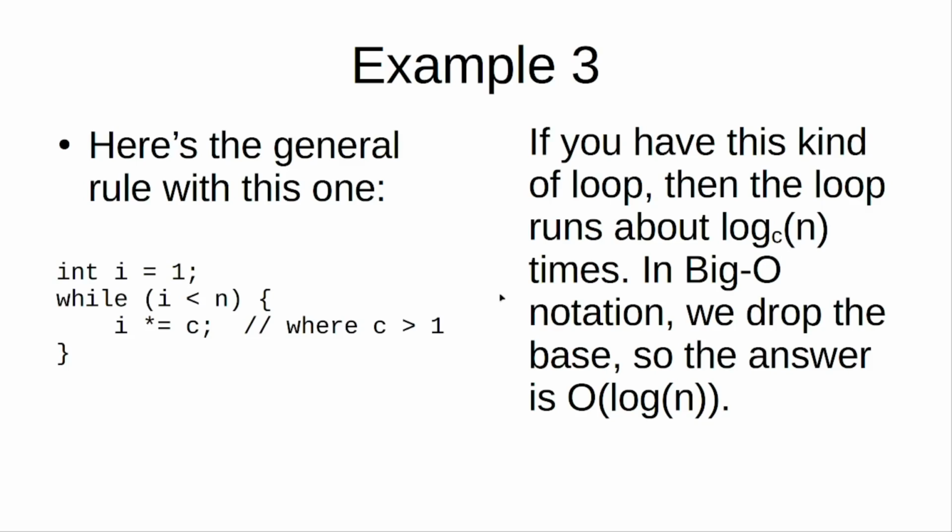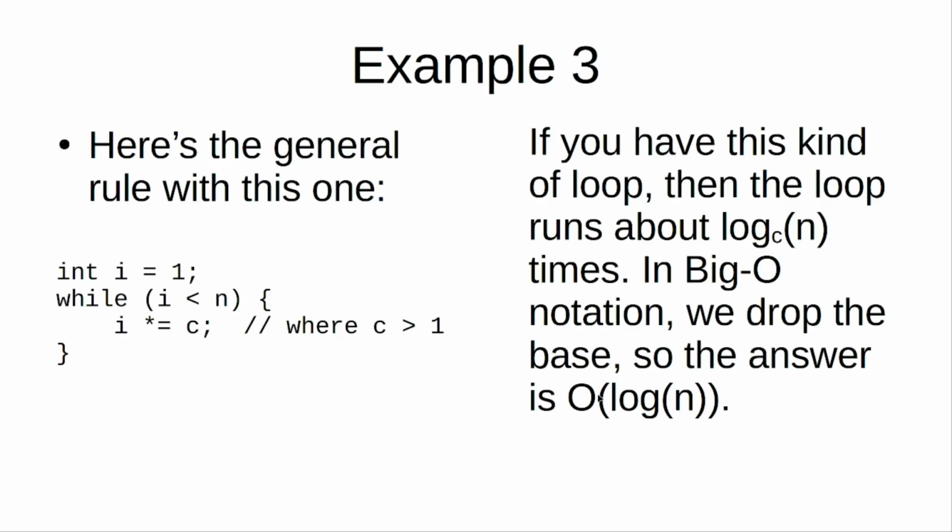And there's a general rule when we talk about this type of behavior. If you have this kind of loop, then the loop runs about log c of n times. And in big O, we drop the base. So the base is this part right here, log c, this little part here. In the previous example, it was 2, log 2 of n, and we dropped it in that example. But in the general rule, you drop the base, and so the answer is simply O log n. And that's generally how these ones work.